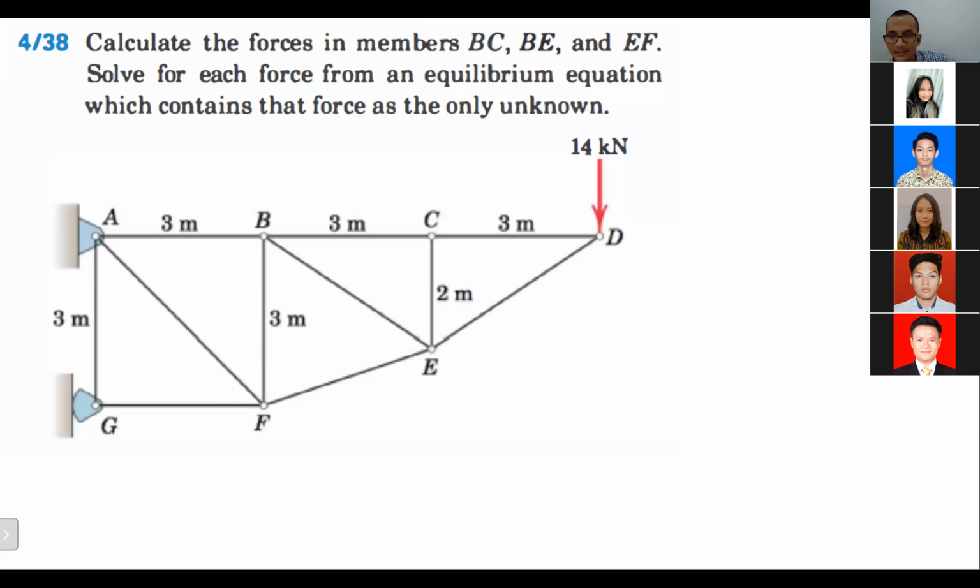Now, this is the last thing that we're supposed to solve today. Help me to solve for members PC, PE, and EF. We only need to find the forces at members PC, PE, and EF. Can you help me? How should I cut this?